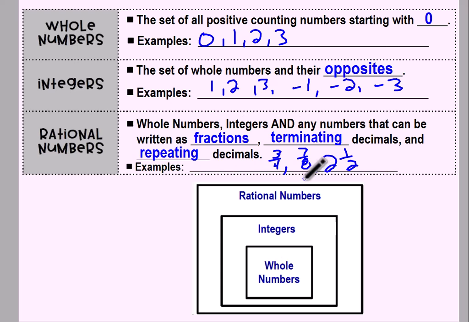Terminating decimals, just like the word terminating means, to terminate, to end. Okay, an example would be 0.25. It stops. Okay, so 0 and 25 hundredths. You could have 0 and 125 thousandths. You could have 3 and 64 hundredths. These are all terminating decimals.